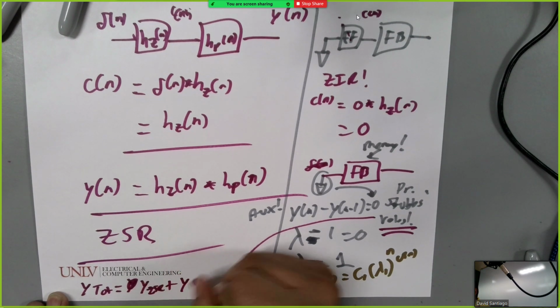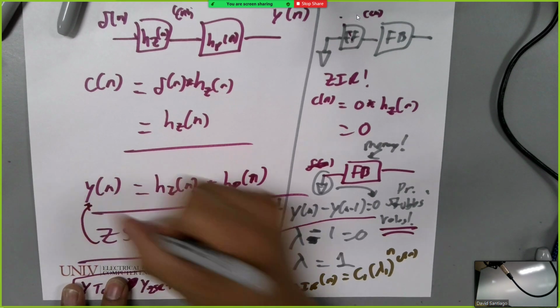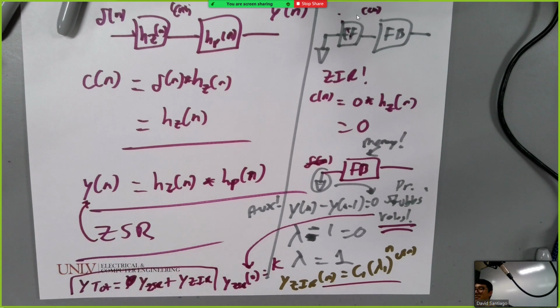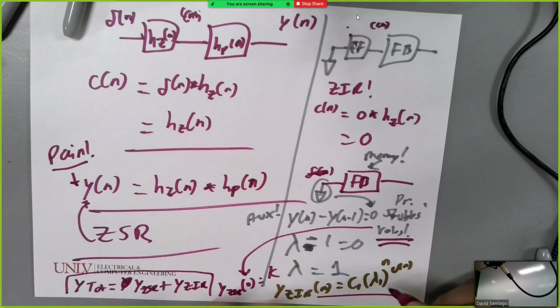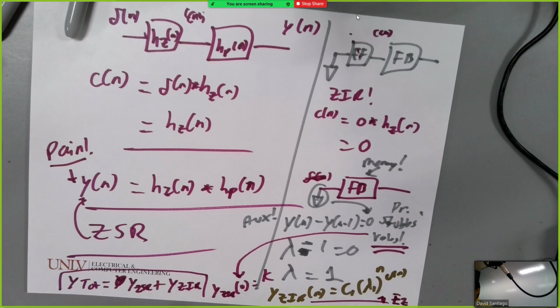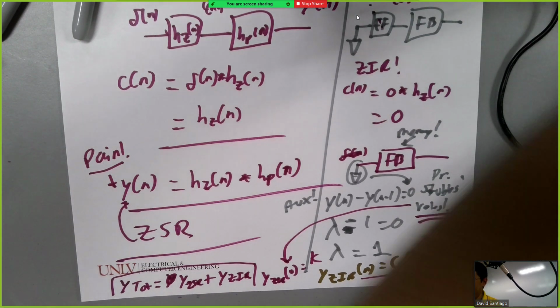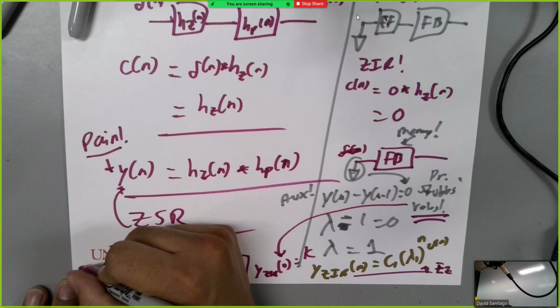YZSR plus YZIR. This right here is YZSR. This is YZIR. Solve for ZIR first, then ZSR. ZSR is pain, and ZIR is easy. Okay? Good?